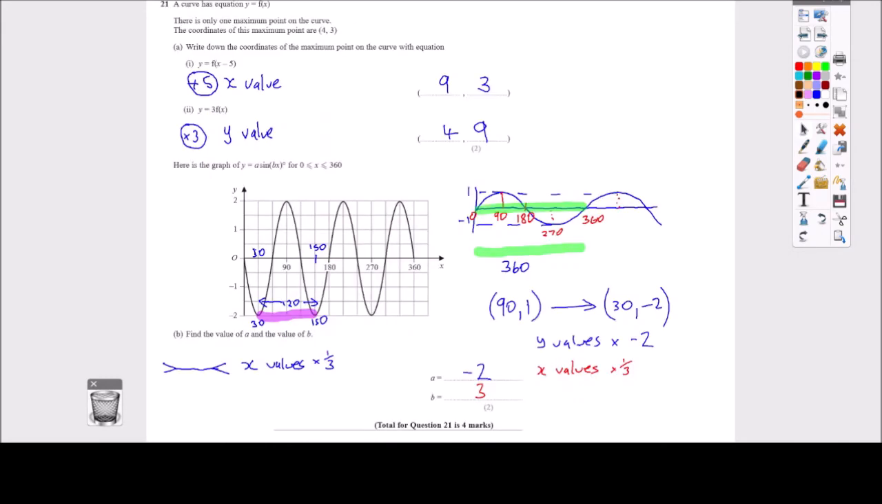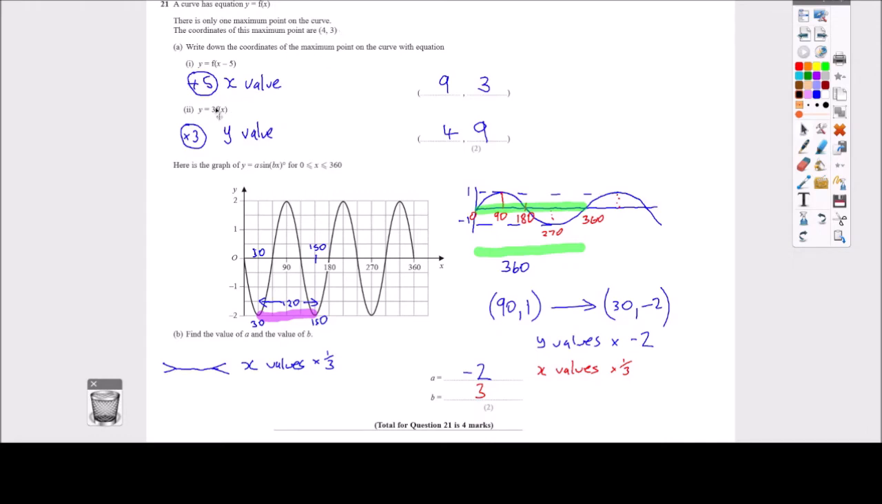Question 21. A part 1, y equals f(x minus 5). So the adjustment is inside the function. If it's inside the function, it affects the x coordinates opposite to what you would expect. So we're going to add 5 to the x coordinate. So (4, 3) becomes (9, 3).